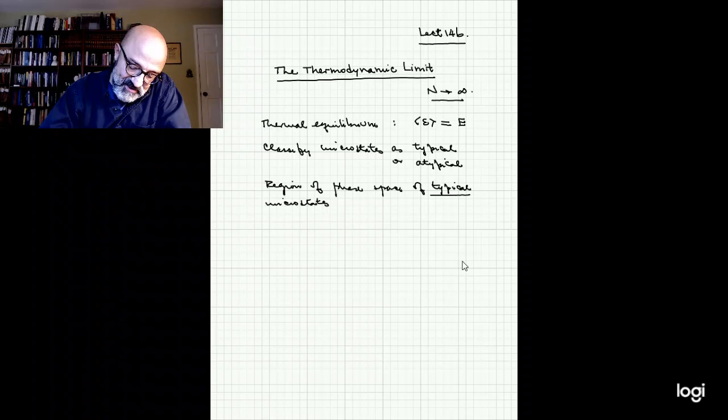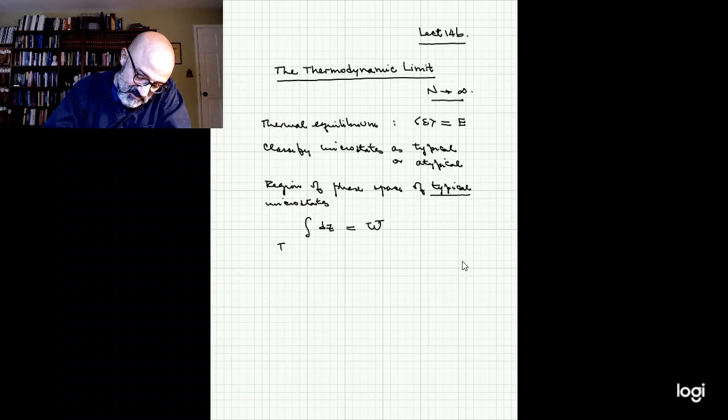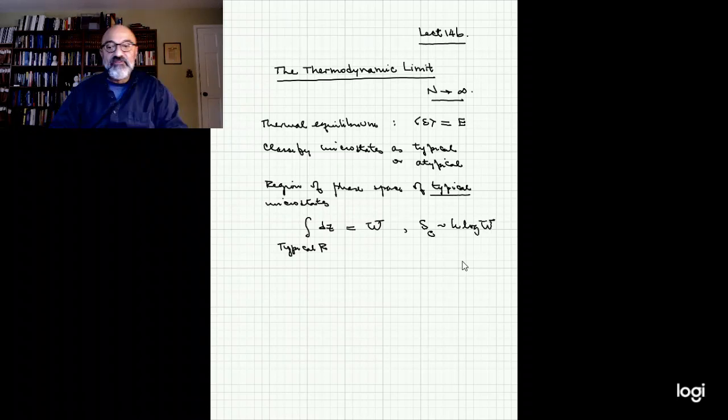The region of these typical microstates is going to be a region. So let's call it R. And if you integrate over the typical region R, you're going to have a volume. And one of the things that we're going to find out is that the entropy is very approximately equal to K, the log of the volume of this typical region.